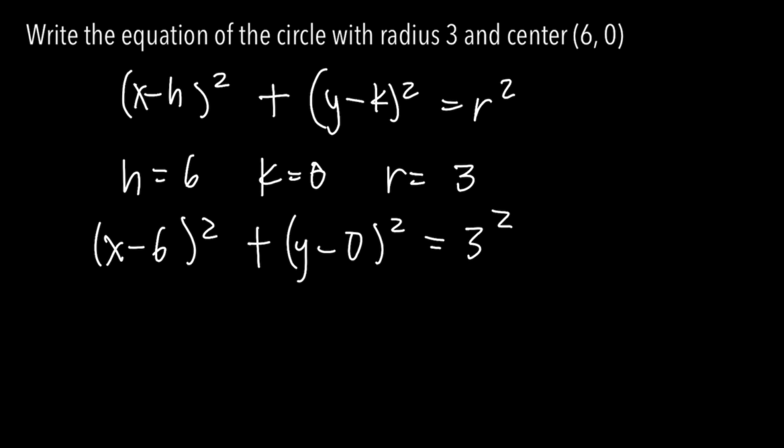So we're going to simplify this one. This would be equal to (x - 6)^2, y - 0 is equal to y^2, is equal to 3^2, that is equal to 9. So that's it.